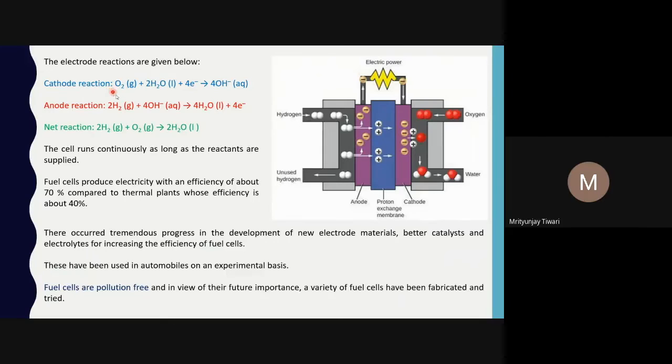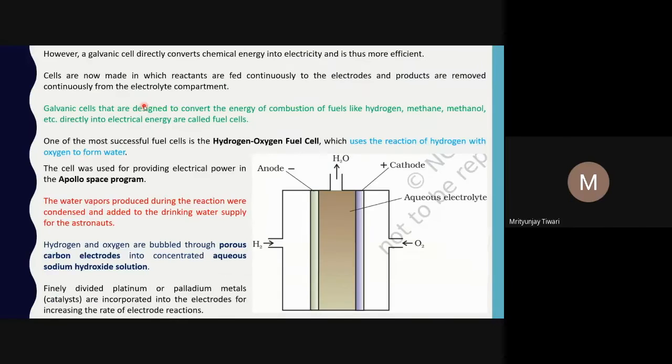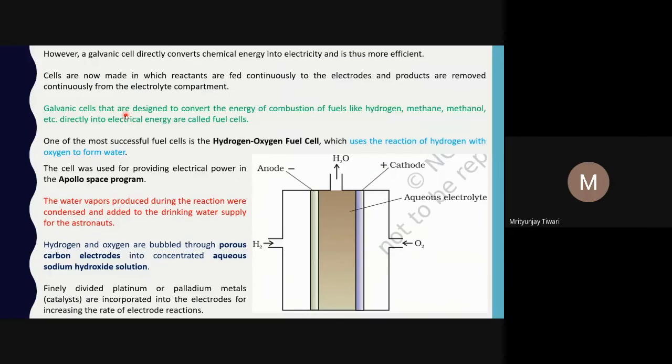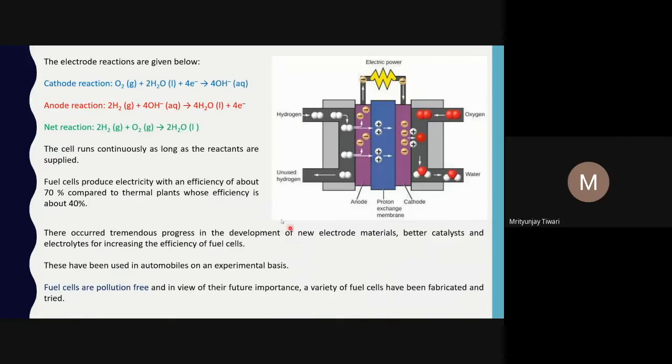So what will the cathode reaction be? The oxygen is coming from the cathode side, so this reaction will be at the cathode. The oxygen gas will react with water plus 4 electrons, and it will produce 4 OH minus ions. Basically, we should have started with the anode reaction. At the anode, the hydrogen gas that is being added here will react with the 4 OH minus ions.